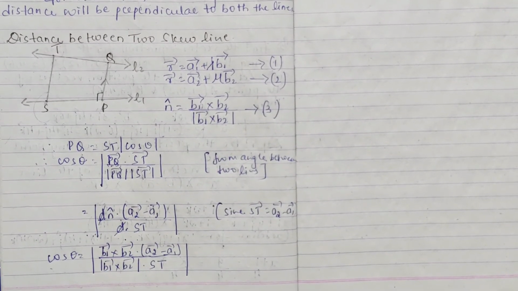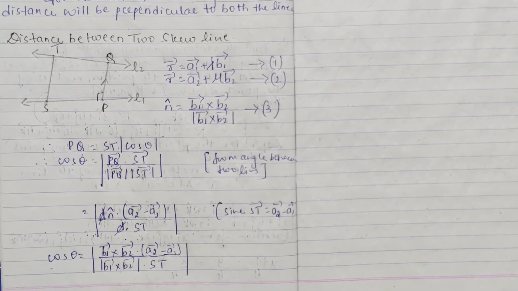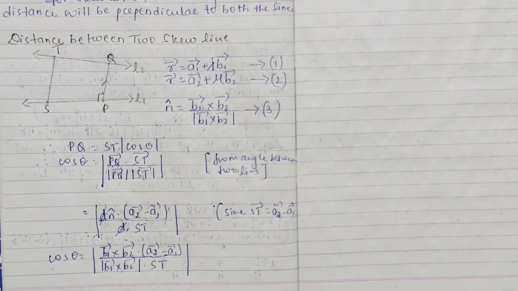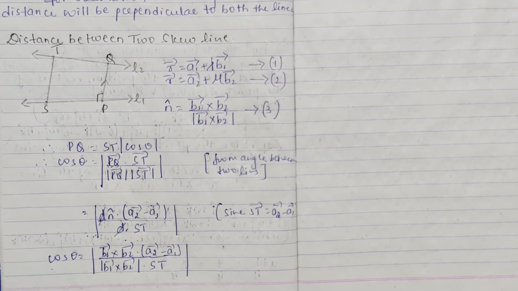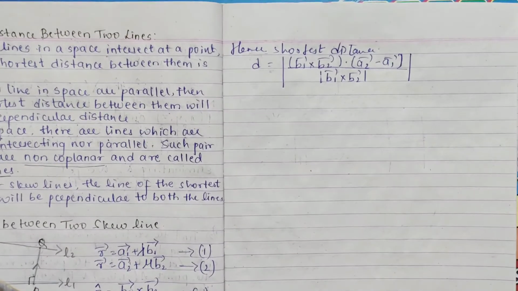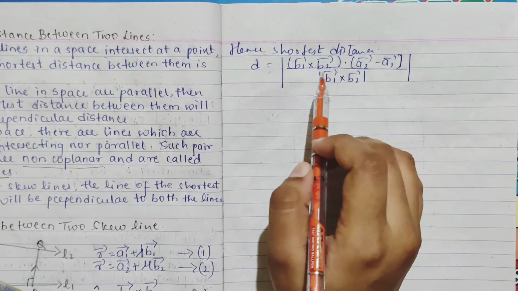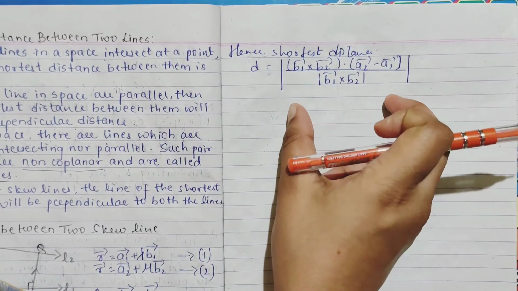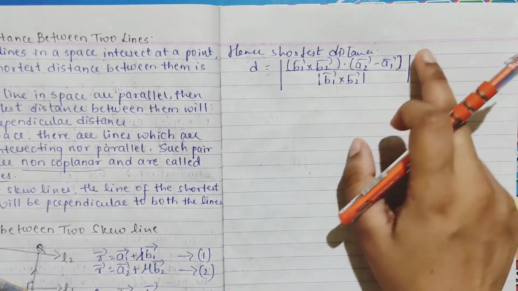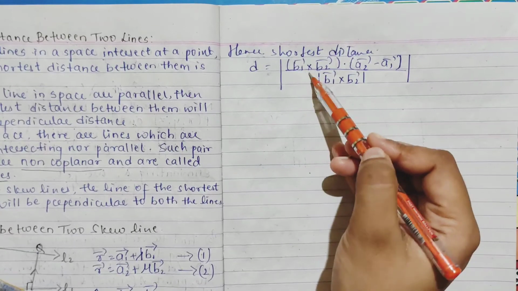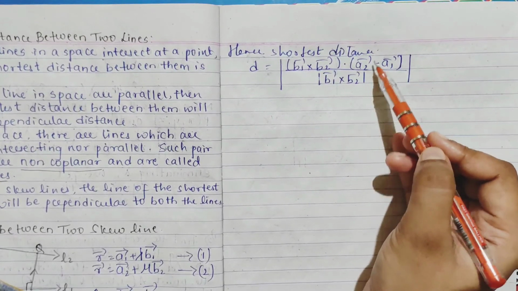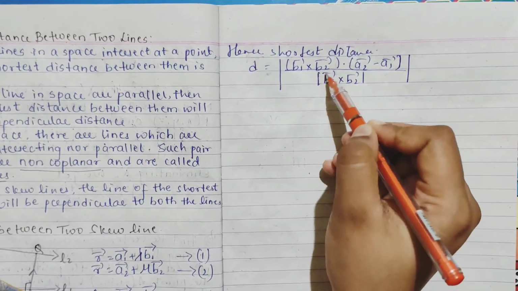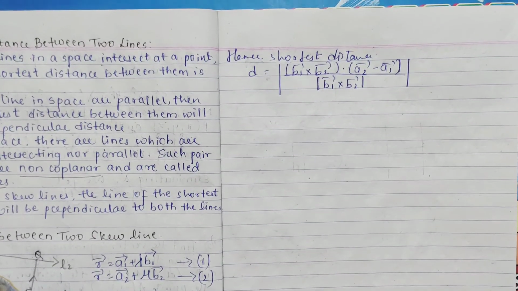What is its end formula, I'll just write it. So the shortest distance between these lines, which is PQ, is the shortest distance between the two skew lines. Shortest distance formula is given by D is equal to modulus of vector B1 cross vector B2 dot vector A2 minus vector A1, whole divided by modulus vector B1 cross vector B2, close the modulus.